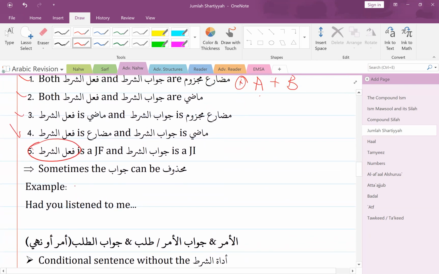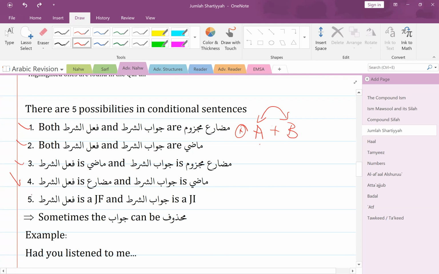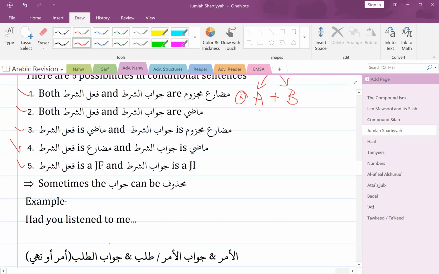Now there's an interesting case where the jawab is not even mentioned. The jawab is mahdhuf. That can happen also, and it happens in the Quran as well. So how can that happen? Let's look at an example. Let's say you have a son and you tell your son, don't do something.